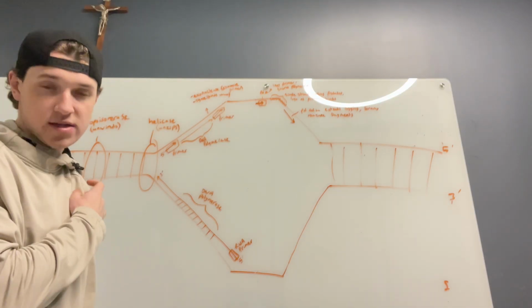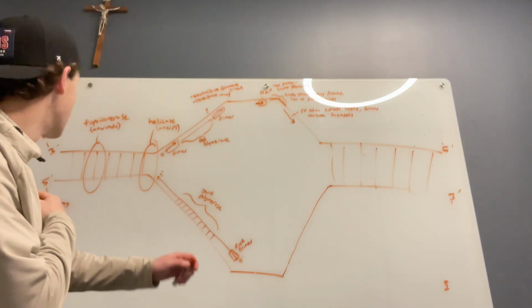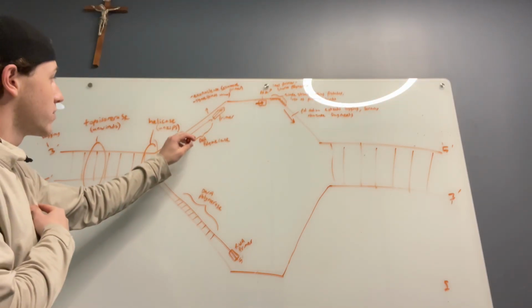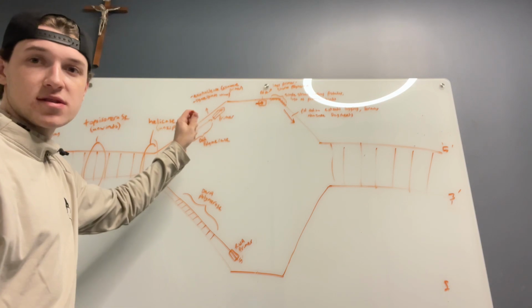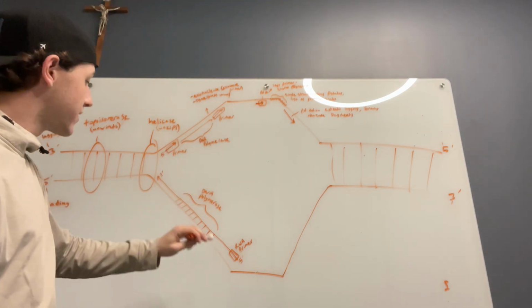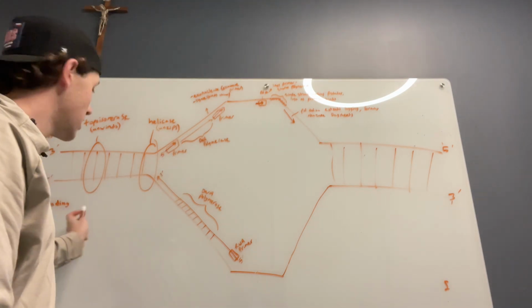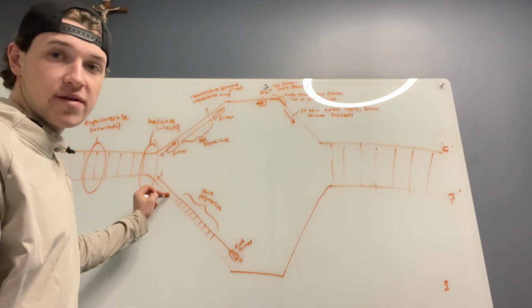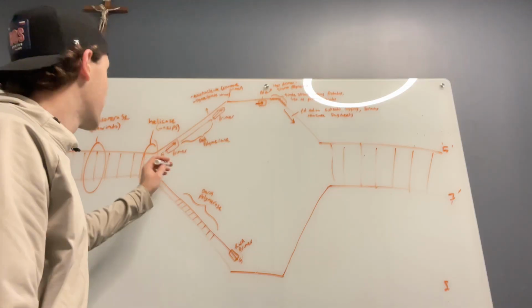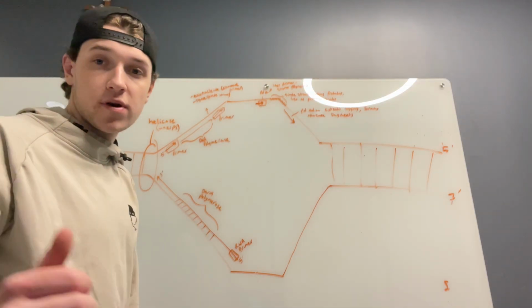And then, as I said earlier, it's discontinuous due to the lagging strand being broken up into different segments called the Okazaki fragments. And that doesn't happen on the leading strand because it's 5' to 3' into the fork, instead of on the lagging strand, it's 5' to 3' away from the fork.